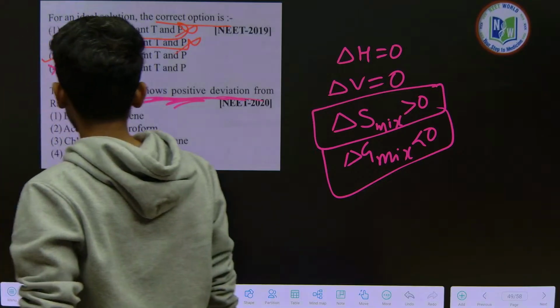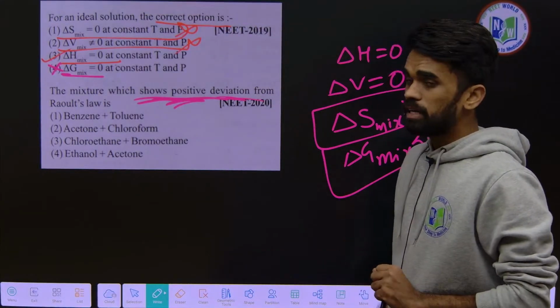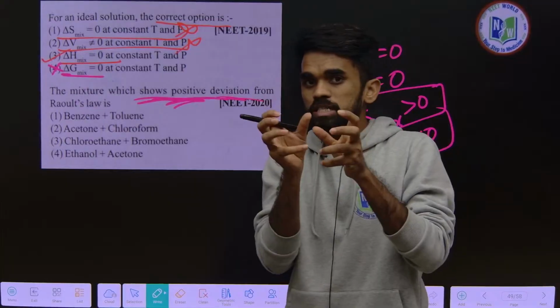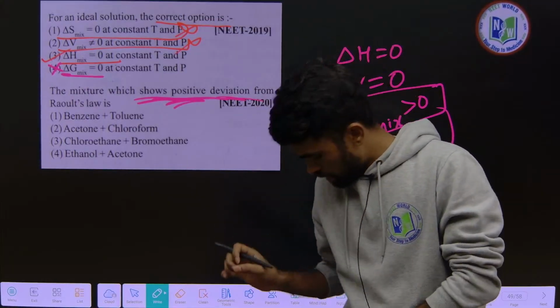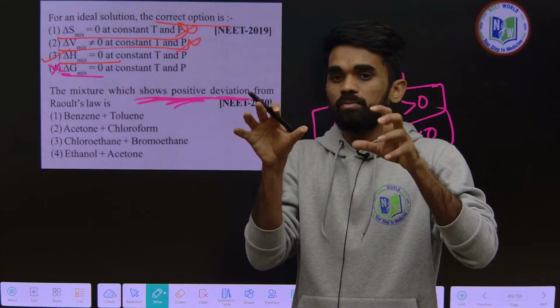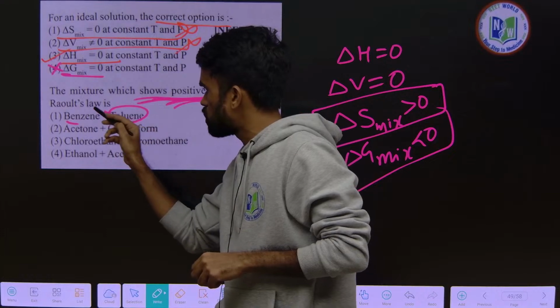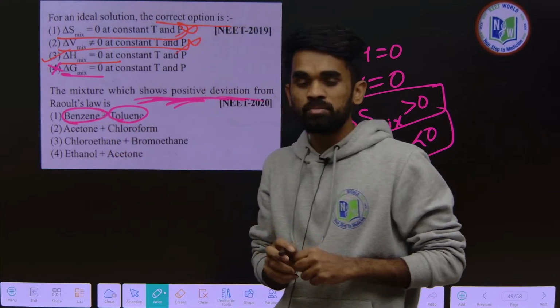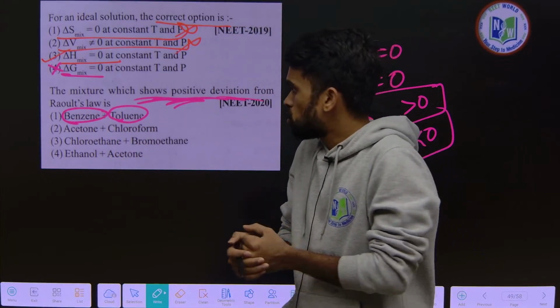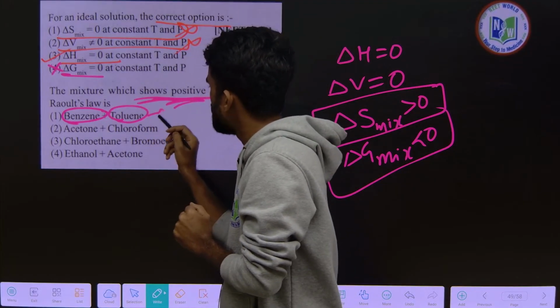Right. Very simple. The mixture which shows positive deviation from Raoult's law. Here, if the intermolecular forces between the components are the same, that will be an ideal solution. See, benzene and toluene have the same intermolecular forces. The structures are almost the same, both of them are non-polar, so almost similar intermolecular forces.